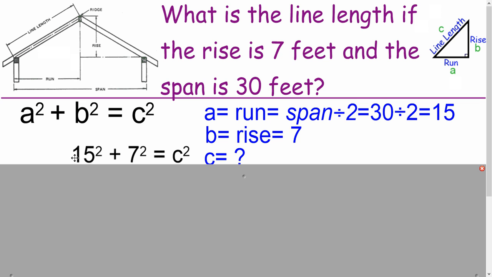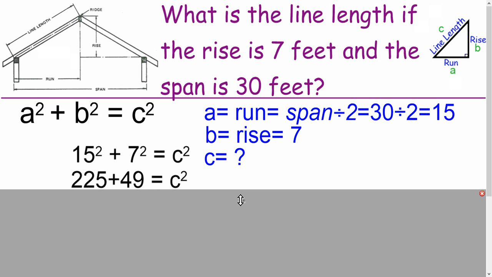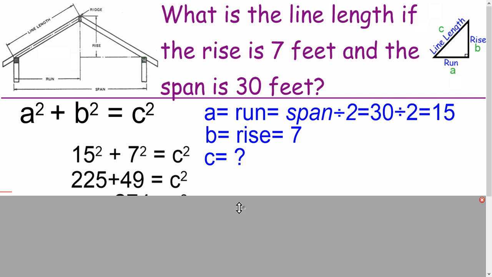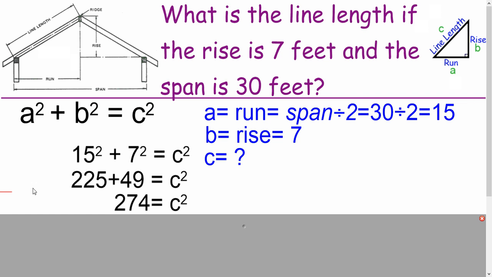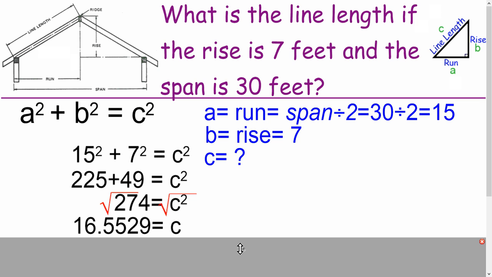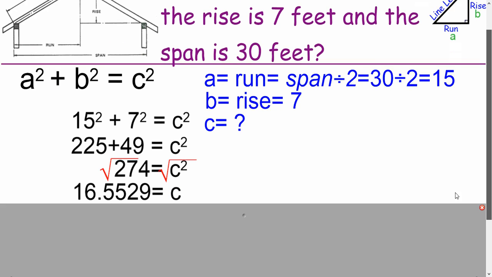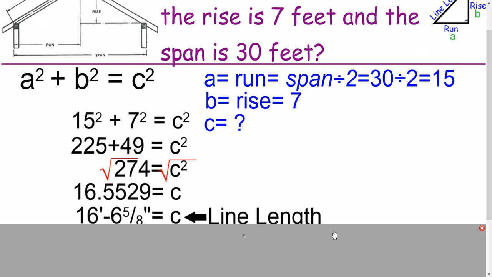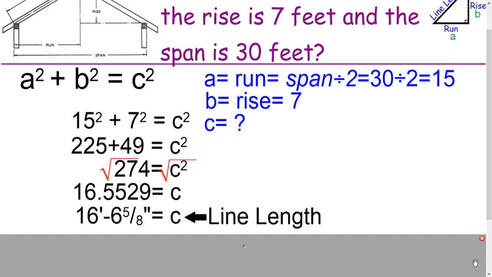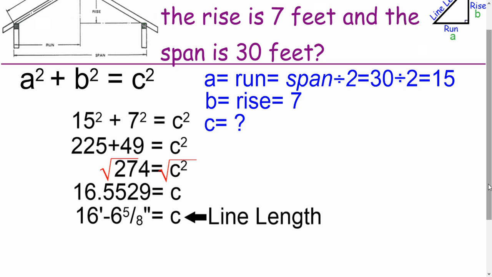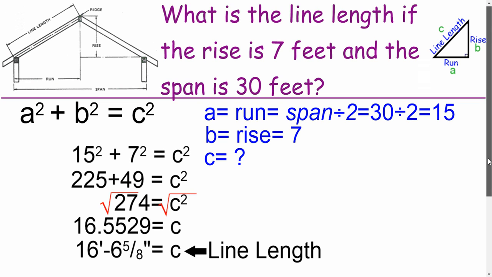So we're going to plug in a of 15, b of 7, and square them. 225 plus 49 equals c squared. We get 274 equals c squared. And then you have to get the square root button on your calculator. Looks like that. You take the square root, and you end up getting that c equals 16.5529. If you were to take that and break that into feet and inches, you'll get 16 feet, 6 5/8 inch. And that is going to be the line length of the roof.